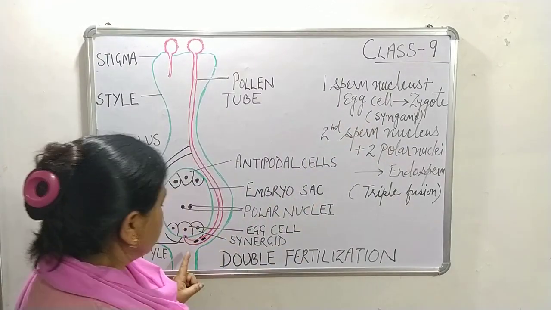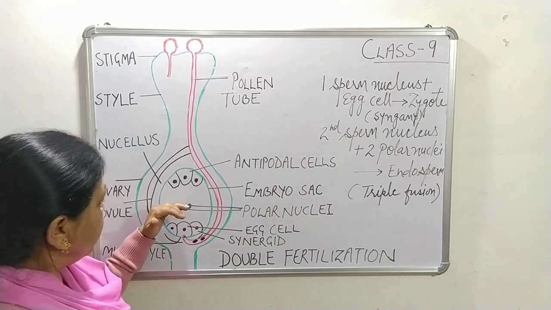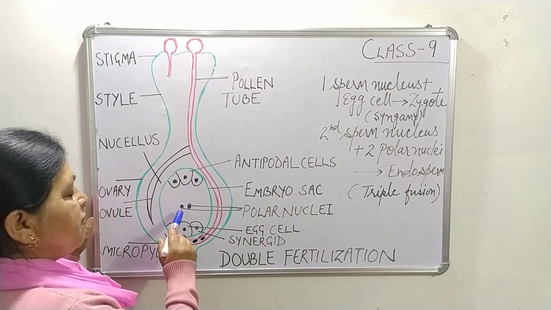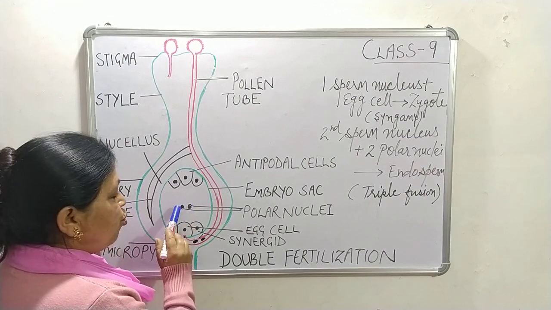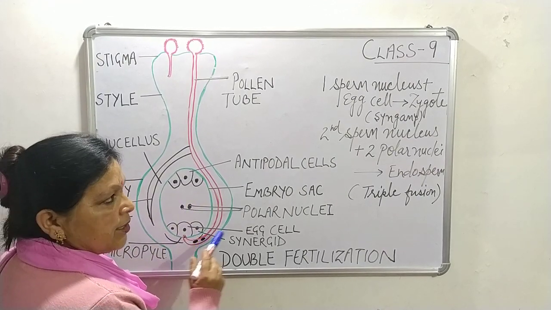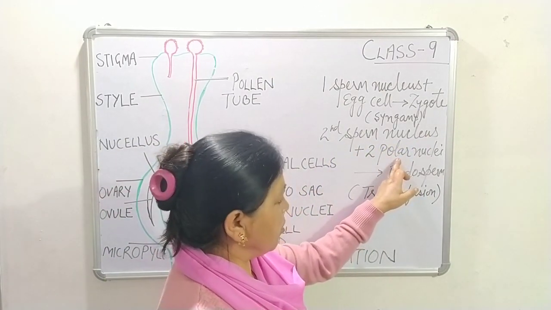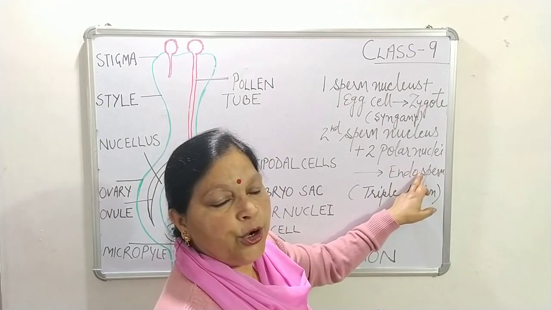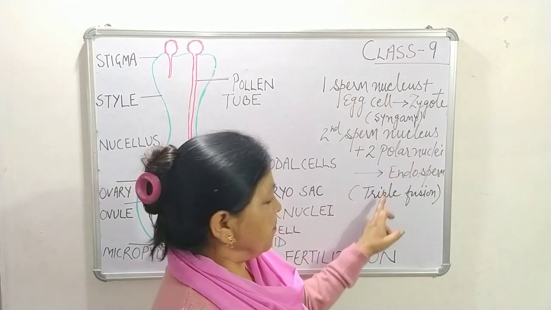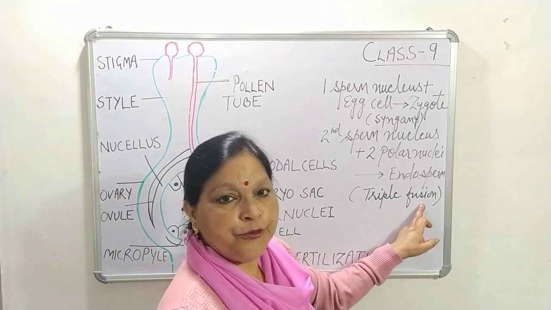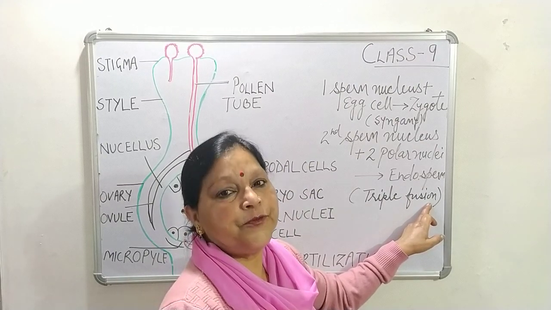The second sperm nucleus will enter the central cell and fuse with the 2 polar nuclei. So in all there are 3: the 2 polar nuclei and the second sperm nucleus. The second sperm nucleus plus the 2 polar nuclei will form the endosperm. Since 3 nuclei are fusing together, the process is known as triple fusion.